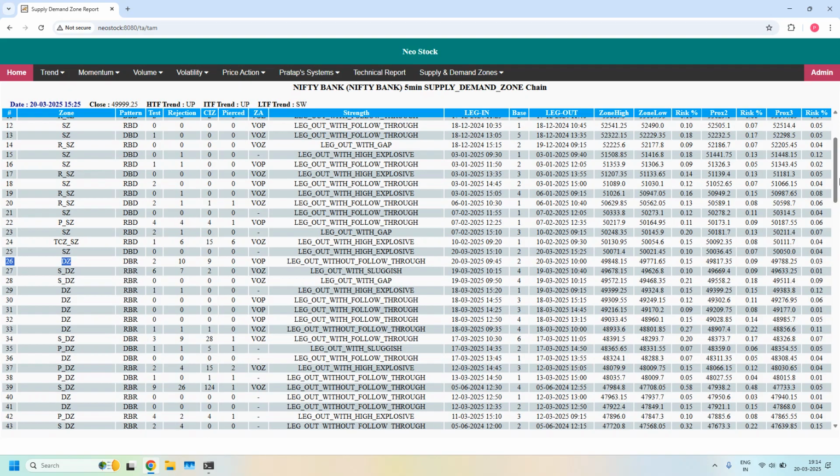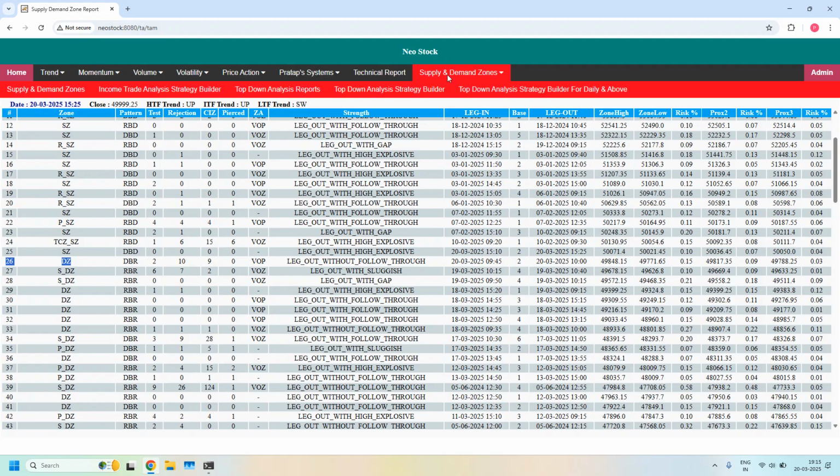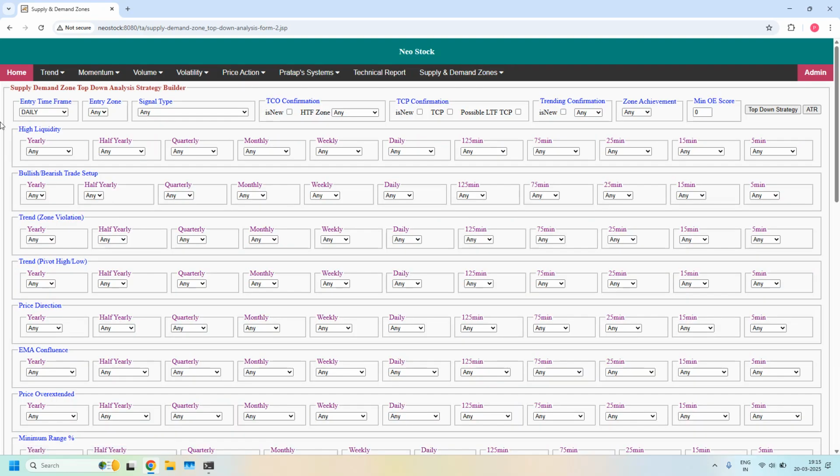So this is about the Bank Nifty supply demand zone chain. With this we have completed both Nifty and Bank Nifty. Next we will generate bullish and bearish trade setups. I will quickly generate these reports, and I will reduce my commentary in this video.